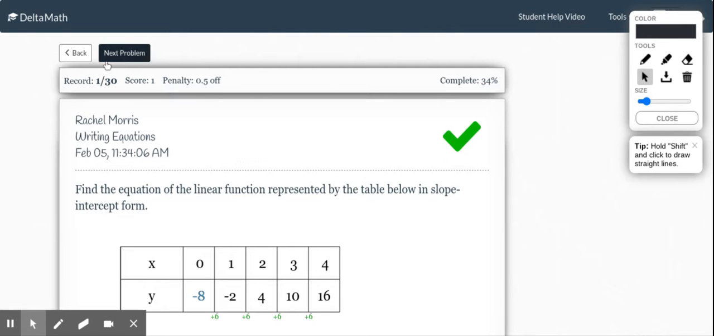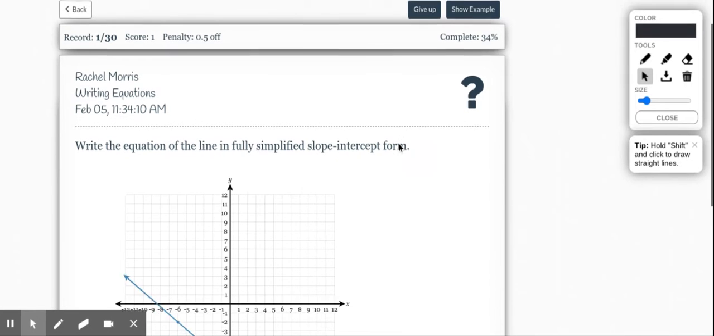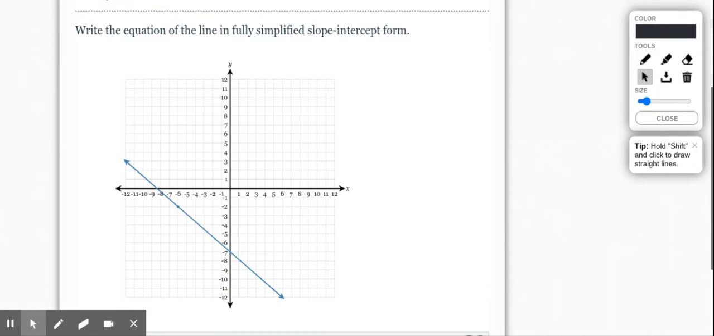Let's try another problem. So here we have a graph. And with the graph, you still need the m and the b value. So the m, the slope, and you need the b. So the m here, we usually use rise over run. Okay, so let's look at our rise over our run.